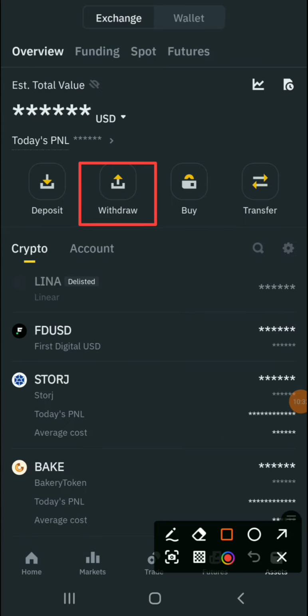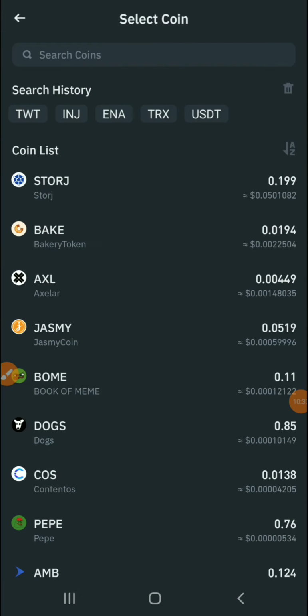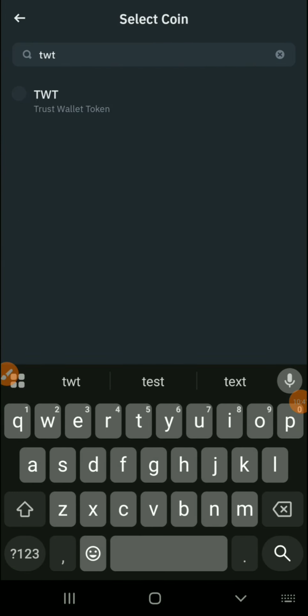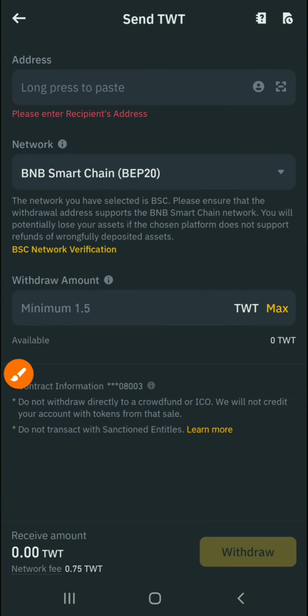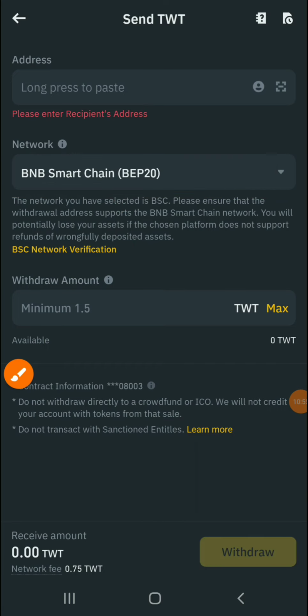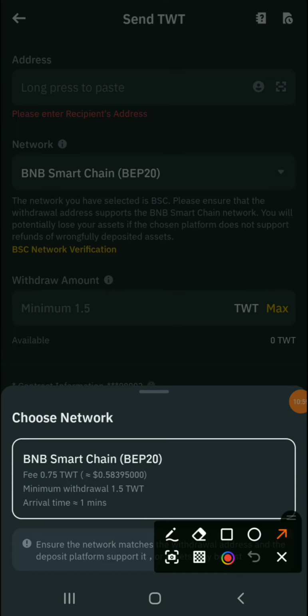Okay, you click on withdraw and search for TWT, right? Search for TWT, that's the name of the token. Okay, and we're gonna see it supports BEP20. So when we click on this place over here, it's gonna display the network charge. So I think we are only gonna be charged 0.5 worth of USDT.